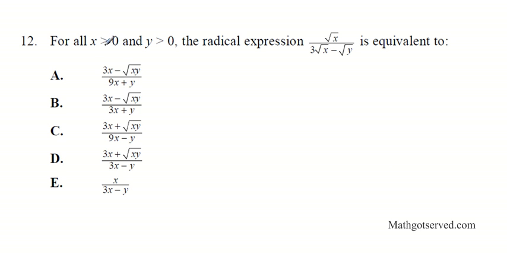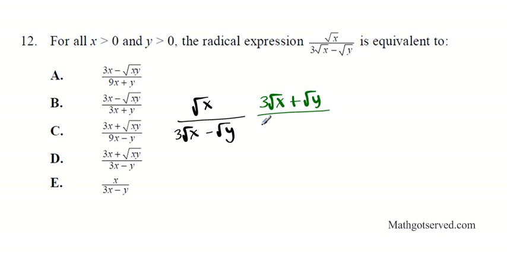It says for all values x greater than 0 and y greater than 0, there's this radical expression, the square root of x divided by 3 root x minus root y, is equivalent to what? So anytime you want to get rid of radical expressions in the denominator, you just multiply by the conjugate, okay? You get the conjugate by simply inverting the middle sign. Alright? So I'm going to multiply the top by 3 root x plus root y, divided by the denominator 3 root x minus root y, plus. Okay?